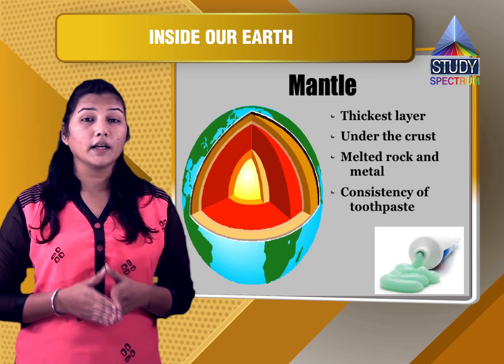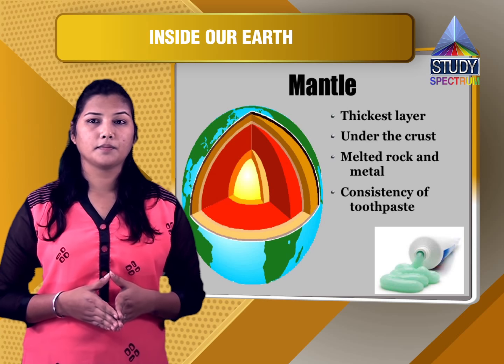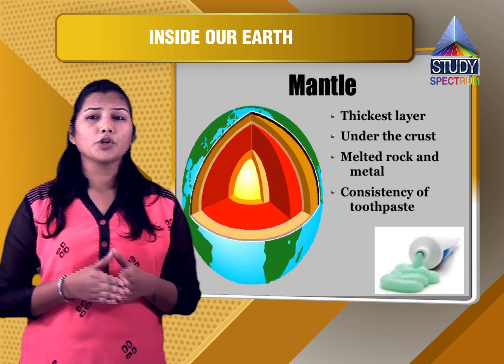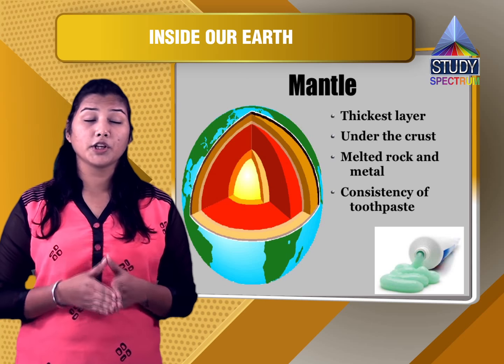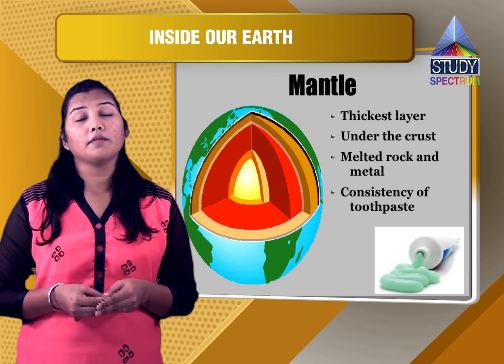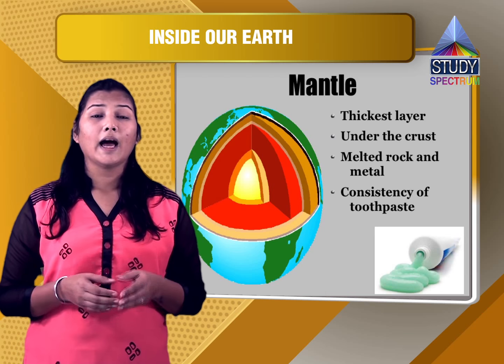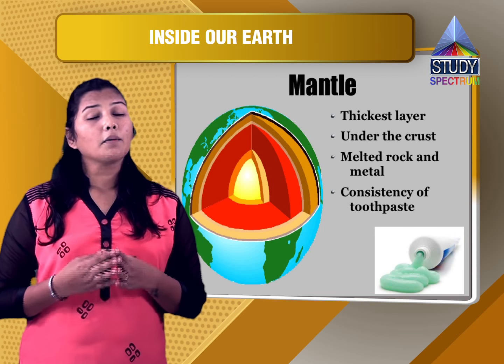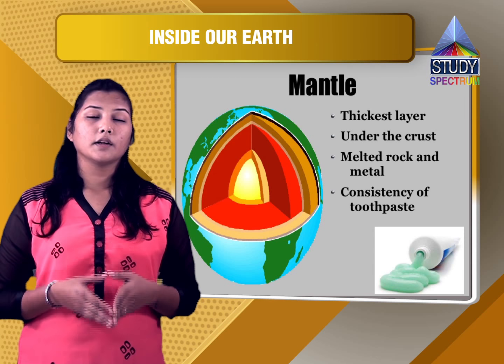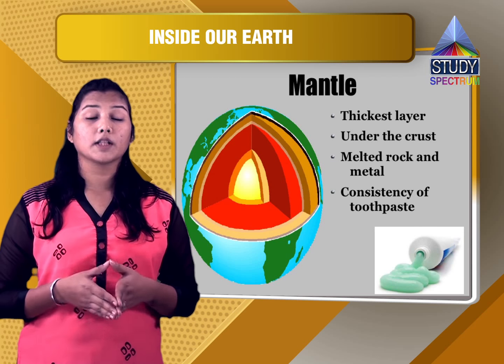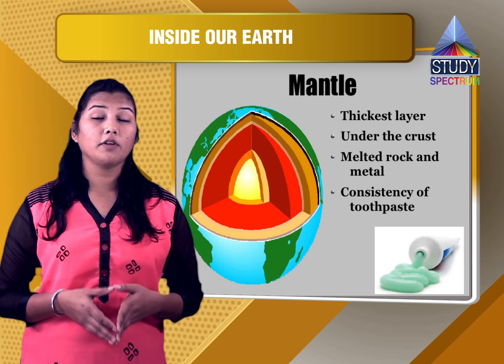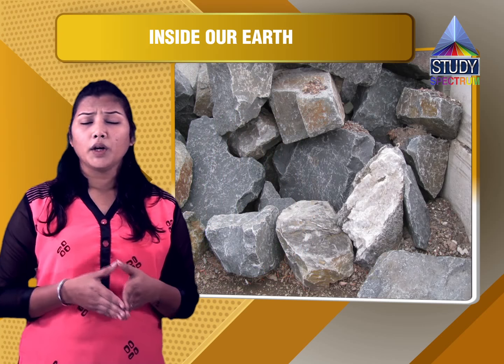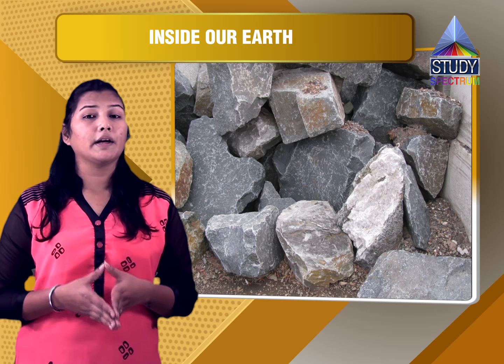But it is 2,900 kilometers deep below the crust. The oceanic crust is 5 kilometers to 10 kilometers thick, and this is where we find basalt. When we come down to the continental crust, it is 30 kilometers to 50 kilometers thick, and this is where we find the granite. In our day-to-day lives, we see granite everywhere.